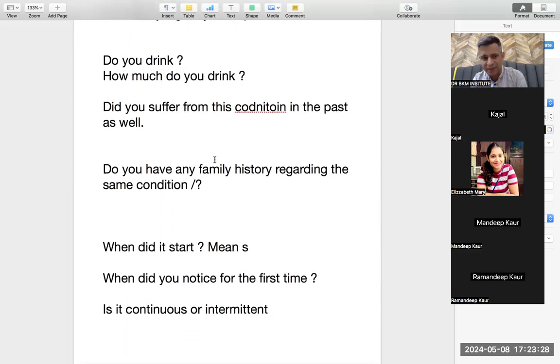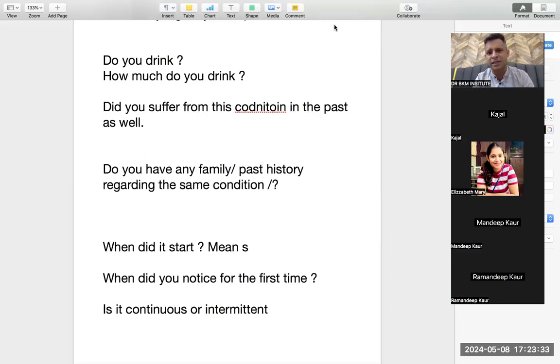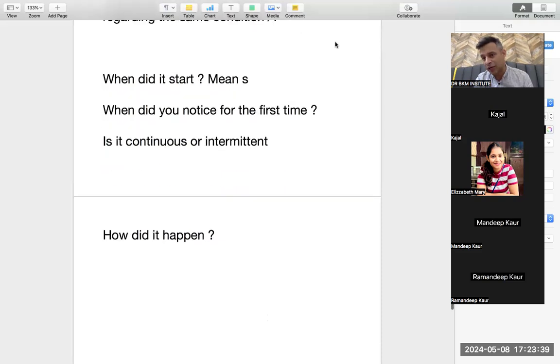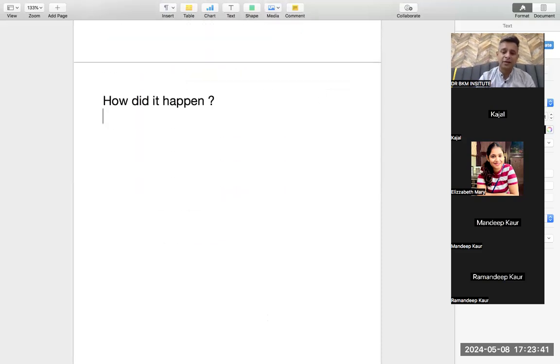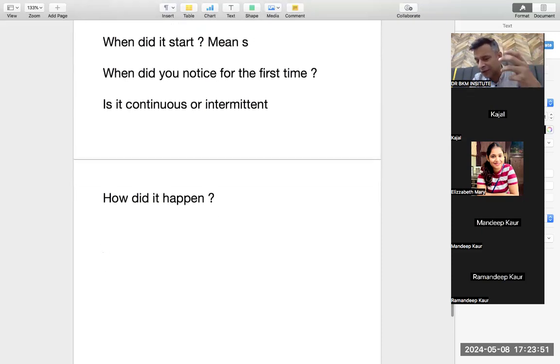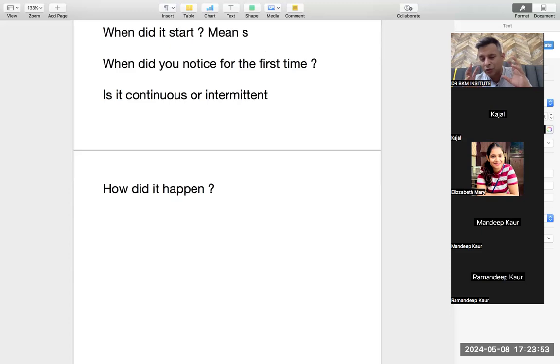Do you have any family history? So I will put, do you have any family history? Or do you have any past history regarding the same condition? So these are the ways to ask questions. Then most of the people, again, to get complete 350 points, if you are weak at speaking, if you have learned these lines and you spoke these lines, then obviously you will get 350.